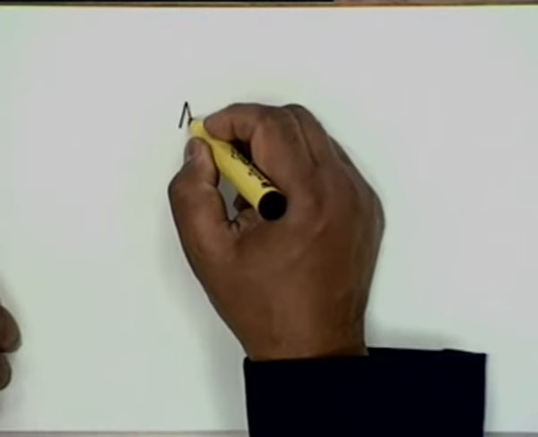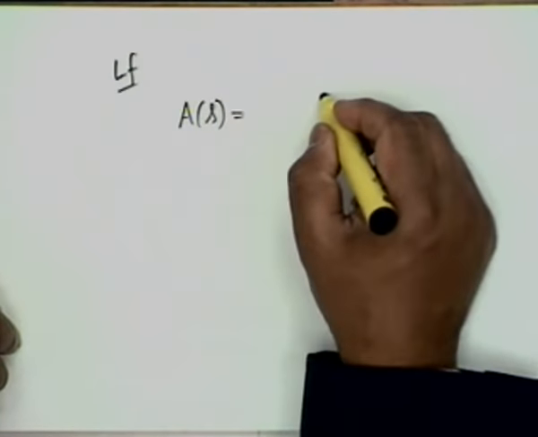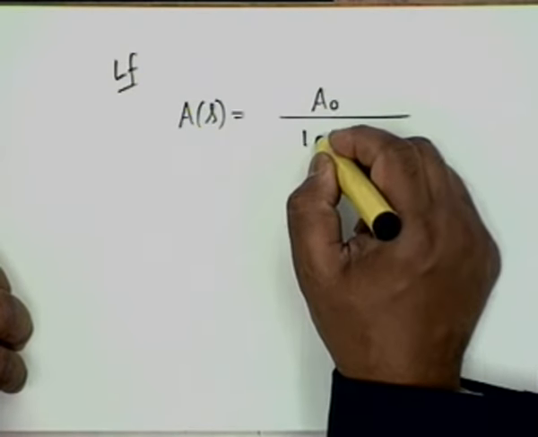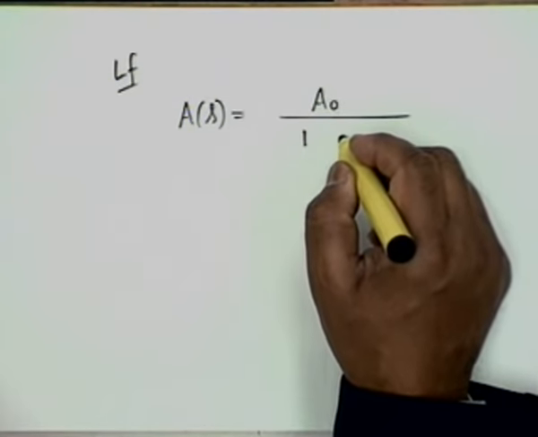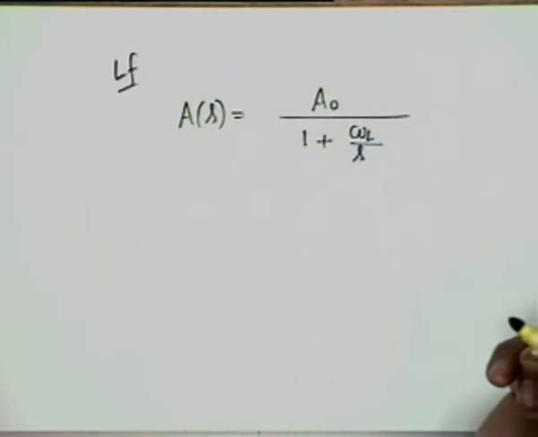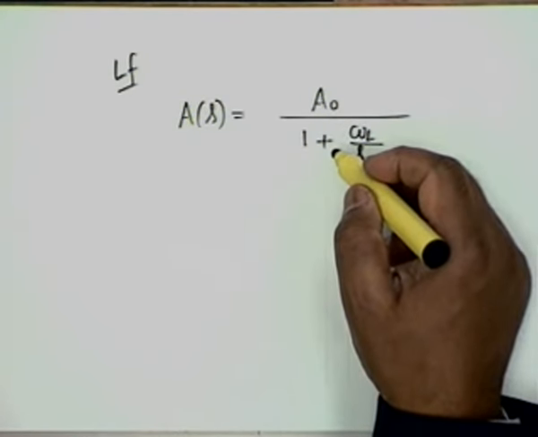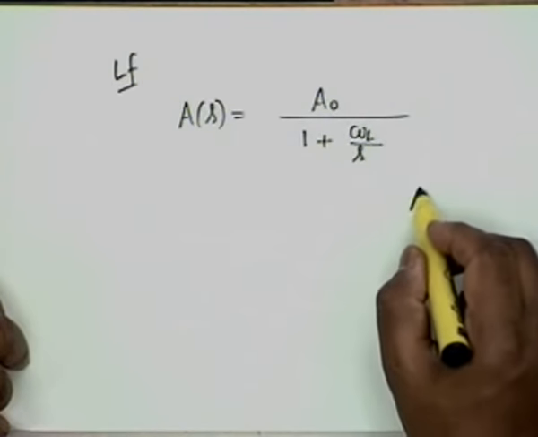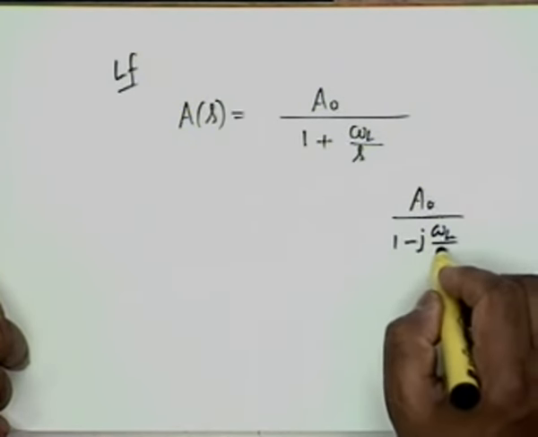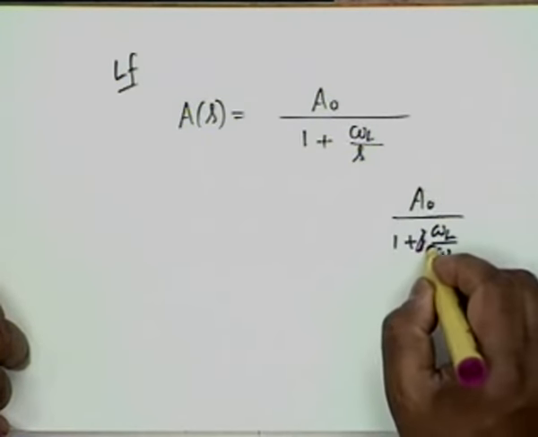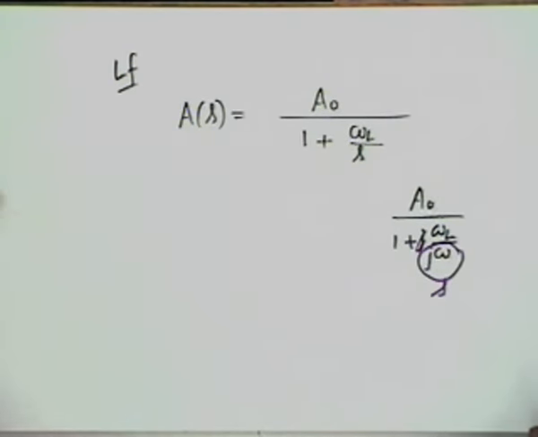On the other hand, if you look at the low frequency gain, at low frequency, what is the transfer function? A of S is A0 divided by 1 minus j omega L by omega. So I can write this as 1 plus omega L by S. Don't bring in a negative sign here, because that will make a pole in the right half plane, and the system will automatically be unstable. The expression was A0 divided by 1 minus j omega L by omega. Now it can be written as 1 plus omega L by j omega, and j omega is replaced by s. So the pole is at s equal to minus omega L.